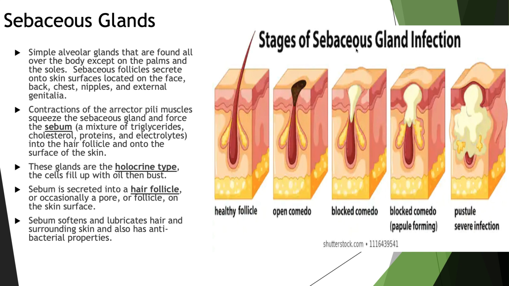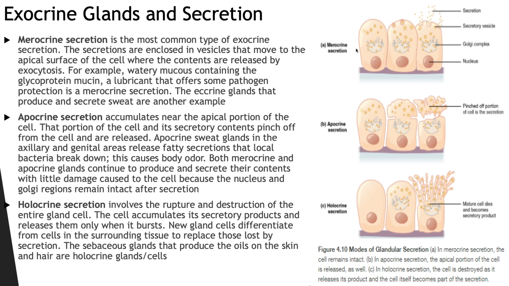and these are your oil secreting glands. They're essentially simple alveolar glands that are found all over the body except on the palms and the soles. Sebaceous follicles secrete onto skin surfaces and are located on the face, back, the chest, the nipples, and the external genitalia. Contractions of the erector pili muscle, which remember is the muscle attached to the hair, squeeze the sebaceous gland and force out the sebum, which is a mixture of triglycerides, cholesterol, proteins, and electrolytes, onto the hair follicle and onto the skin surface. And these glands are the holocrine type, which if we go back, you can read that holocrine cells will fill up with oil and then burst open.